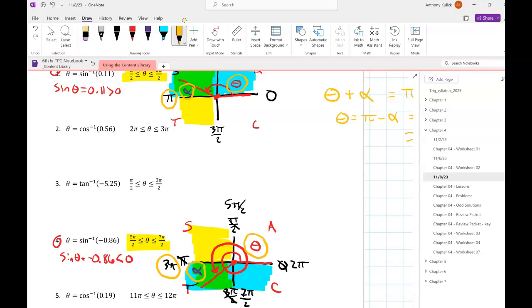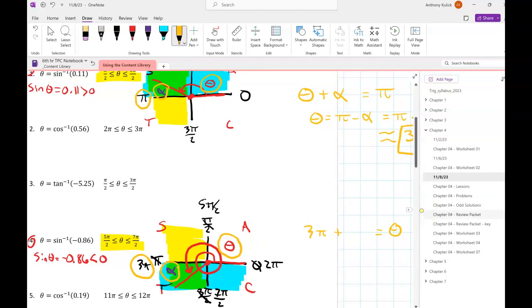So what I'm going to do is look at theta and the x-axis. Is theta past 3 pi or before 3 pi? Past. So I know 3 pi plus something has to get us to theta, right? How far past 3 pi is theta? Alpha, right? Well, there we go. That equation is already equal to theta.